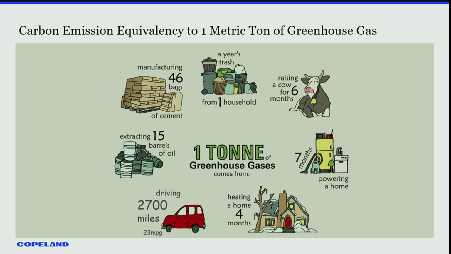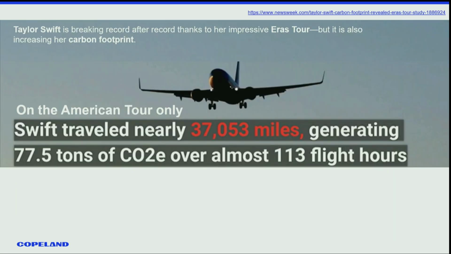The other thing: if you watched the Super Bowl, you probably heard a lot about Taylor Swift flying from Japan all the way to Vegas, and her carbon footprint. So I decided to do a little research. What kind of carbon footprint does she really have, or anybody else? I'm not picking on Taylor Swift, but it was a hot topic at the time. It says Swift traveled 37,000 miles, generating 77 tons of CO2 emissions from a private jet, 113 flights.